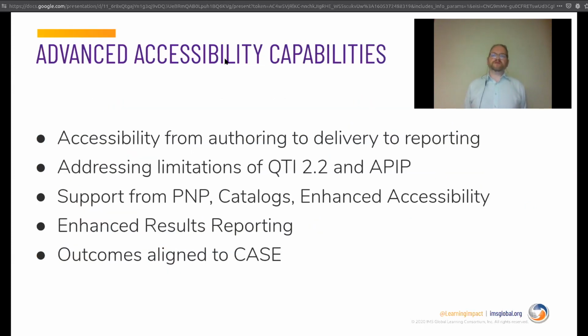Accessibility is a key point in QTI 3. It's now in the heart of it. And for this, access for all, we tackled some limitations of QTI 2.2 and APIP. So PNP is now a key part of QTI 3. It's ranging from accessibility, from authoring to delivery and reporting also. We have support for PNP, for catalogs, and also we enhanced accessibility.